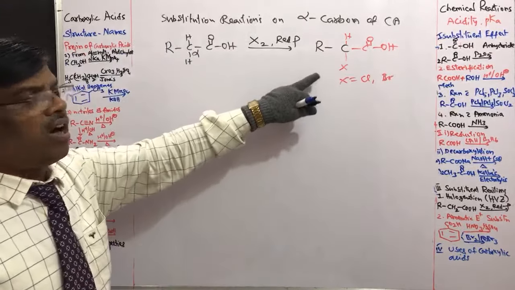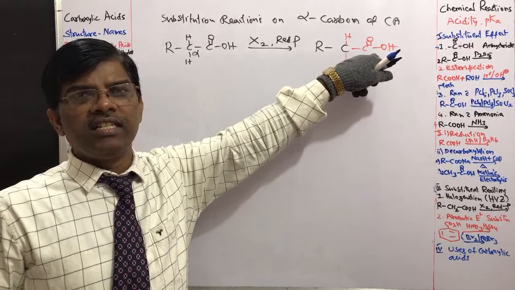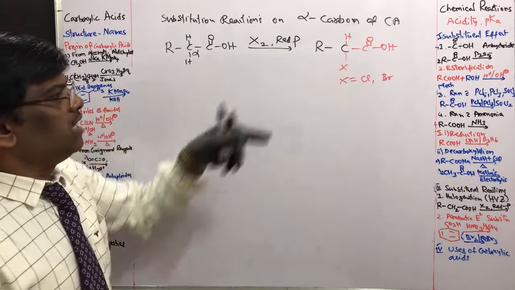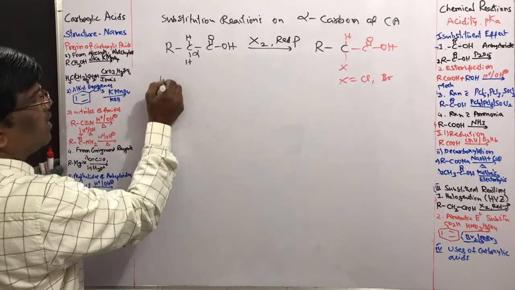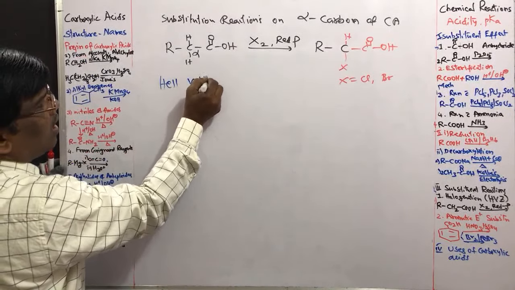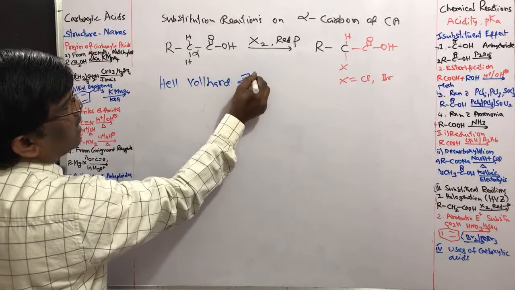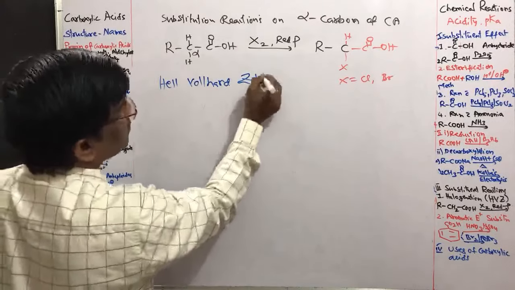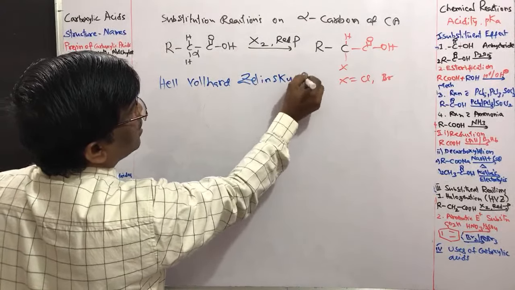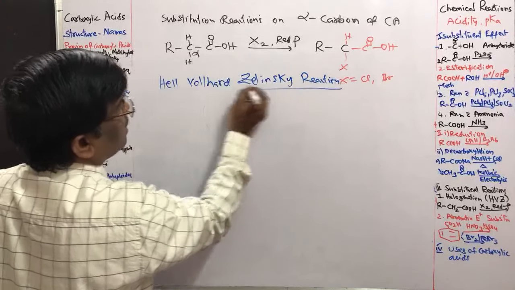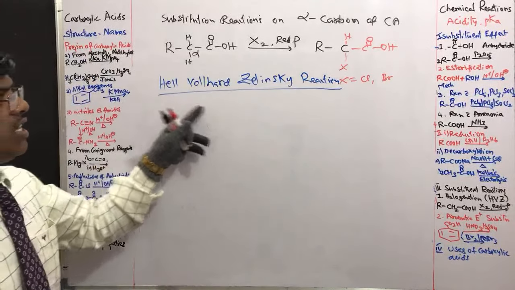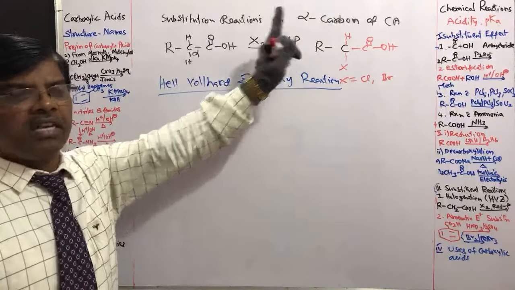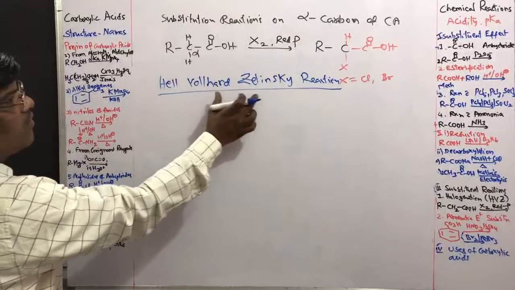And these alpha halo carboxylic acids are very important synthetic starting materials for the preparation of amino acids. Right? So this reaction is known as the Hell-Volhard-Zelinsky reaction. Dear students, I have already made a video on name reactions, under name reactions, the HVZ reaction. There I have explained in detail the mechanism and a number of examples. Anyhow, at this stage, the mechanism follows like this.